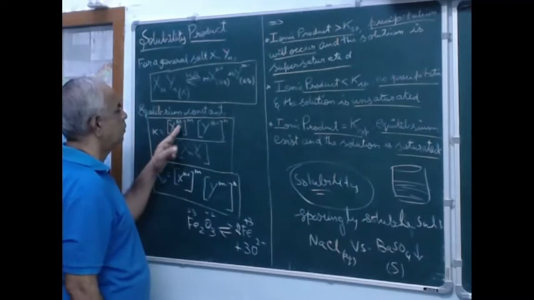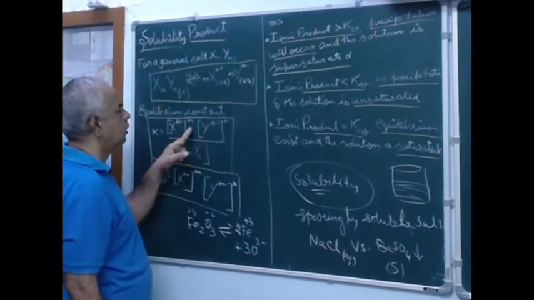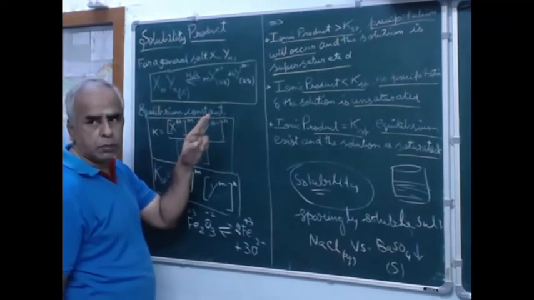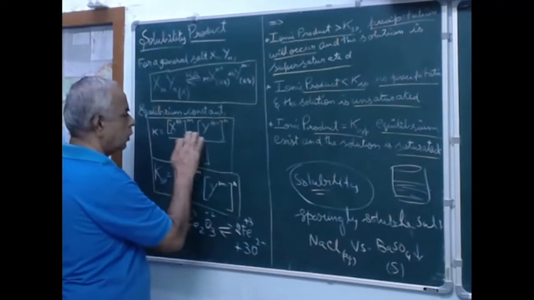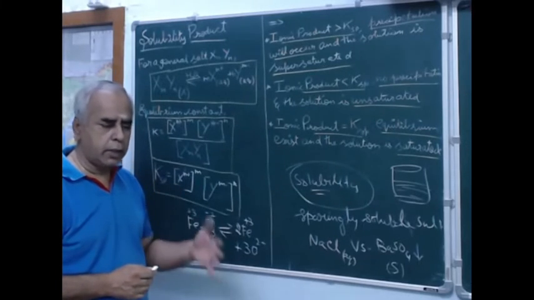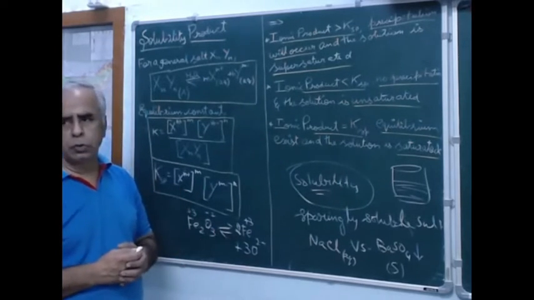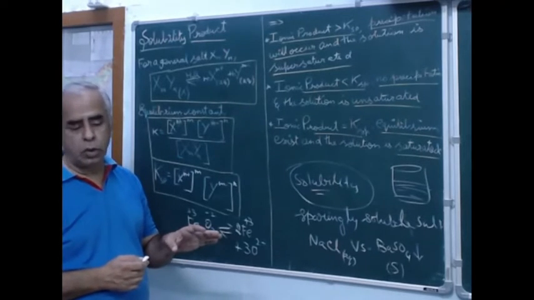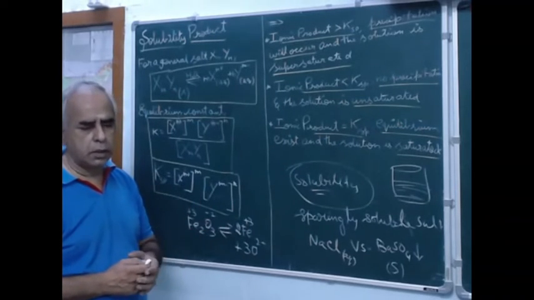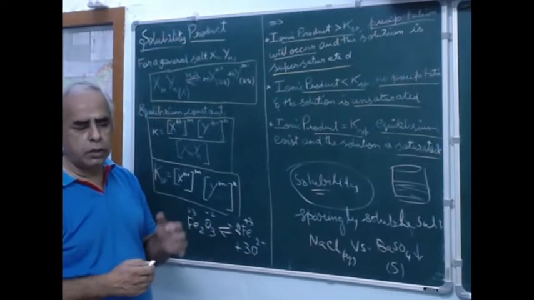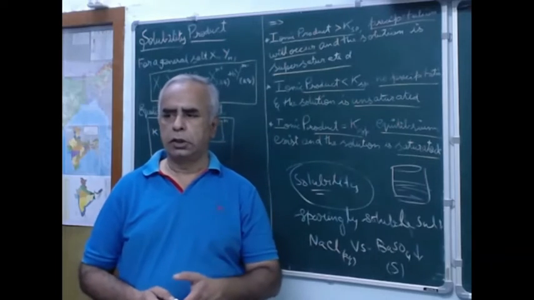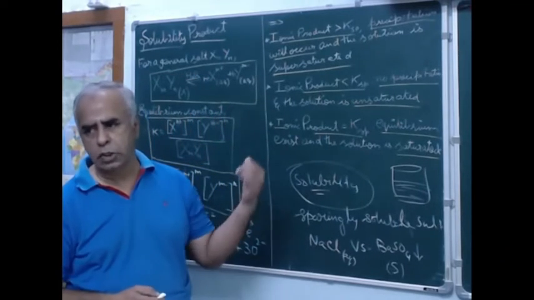So you have X to the power n plus, Y to the power m minus. In this case, this is not concentration, you have to call it active mass. This active mass is directly proportional to the concentration, and you have to introduce a proportionality constant, alpha, the degree of dissociation. So active mass is equal to C alpha, and that concentration is represented by a square bracket here.